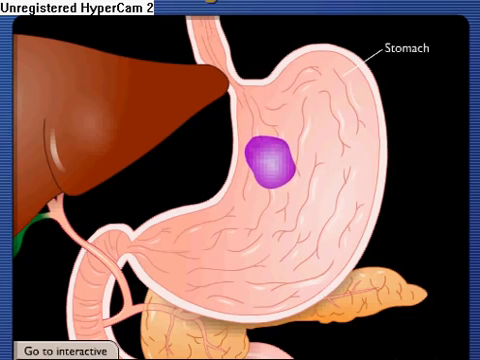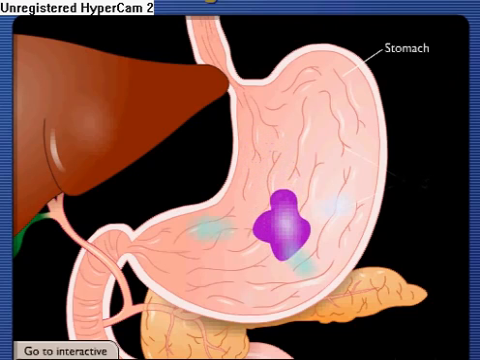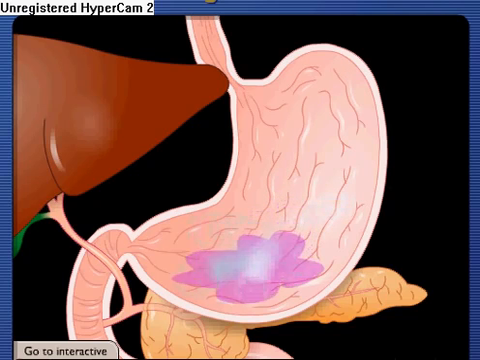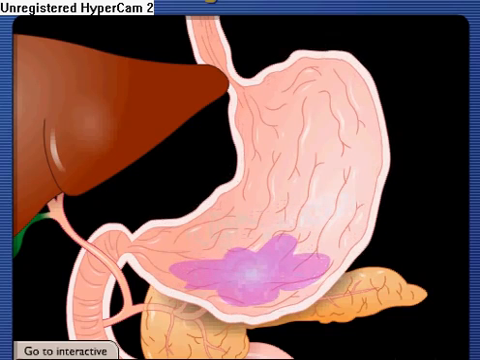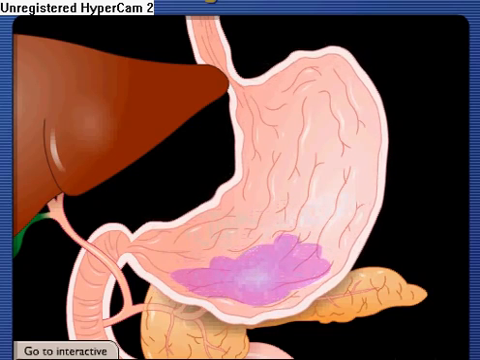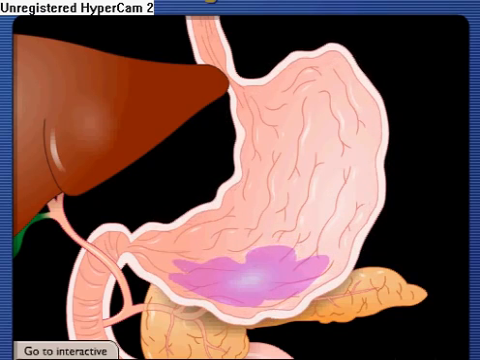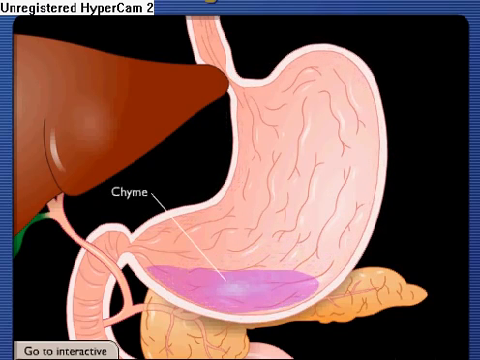Folds in the stomach wall, called rugae, allow for expansion as the stomach fills. Stomach cells secrete hydrochloric acid, pepsinogen, and various regulatory hormones that chemically digest the bolus. Muscular contractions in the stomach churn its contents to further break down the bolus and mix it with stomach secretions to form a thick liquid called chyme.